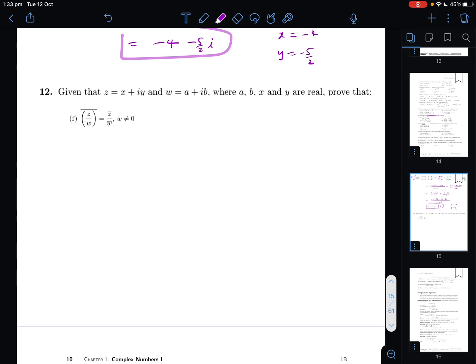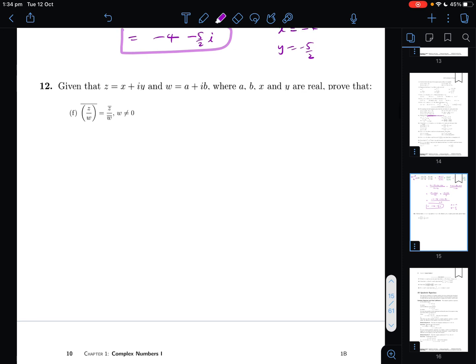The real part of z is x, the imaginary part of z is y, the imaginary part of w is b, and the real part of w is a, because they're all real numbers. This is an important part of the question: the coefficients, the real and imaginary parts, are all real, obviously. So how do you prove that? Well, how do you prove anything which is an equality? You're just going to do left-hand side equals the conjugate of z divided by w.